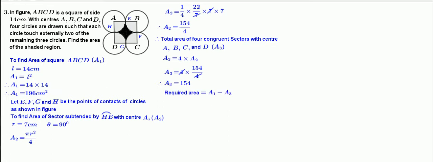Therefore required area equal to A1 minus A3, that is 196 minus 154. Therefore the area of the shaded region is equal to 42 centimeter square.